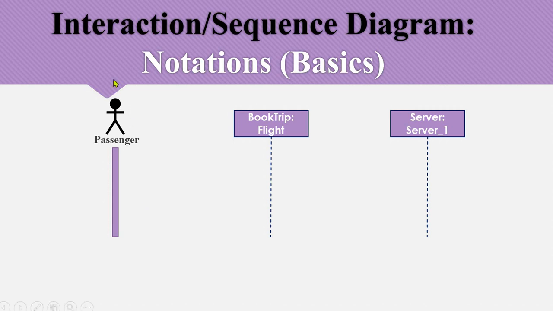where we have three entities: the passenger as our actor who is going to book a ticket for the flight. We have the book a trip application with the flight as an object of that, and we have multiple servers, but for this we are using server 1 as an object of the server class, and we have three timelines. Next, the passenger is sending a message to book a ticket to the flight agent.